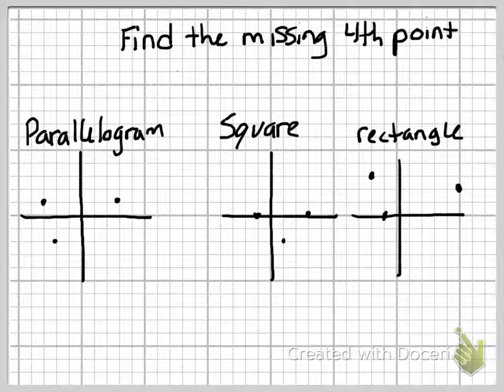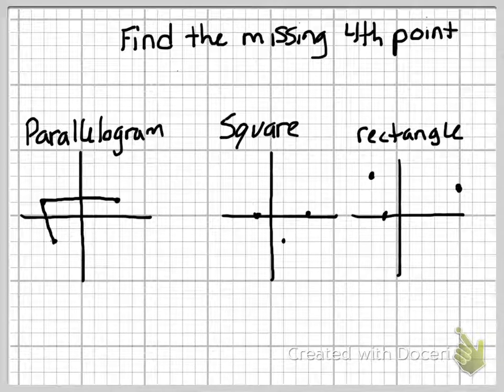So, with this one, the first one is a parallelogram. Let's say this point down here was given first, the one on the bottom was given second, and that one was given third. When you find the missing fourth point, plot the three given points, connect the first one to the second one to the third one, and that's going to help you find your fourth point.